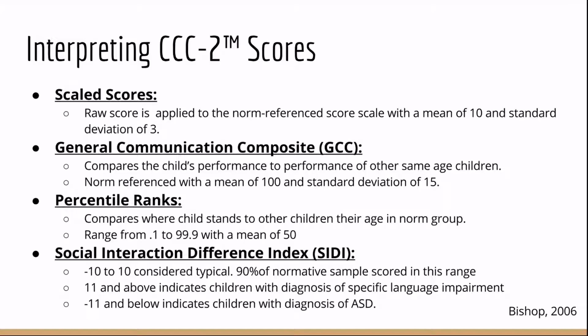The social interaction difference index is used to identify children with a communication profile that might be characteristic of a language impairment or autism spectrum disorder. An SIDI of -10 to 10 is considered typical and is where 90% of the normative sample scored. 11 and above indicates that a child may have a diagnosis of specific language impairment, and -11 and below indicates that a child might have a diagnosis of autism spectrum disorder.